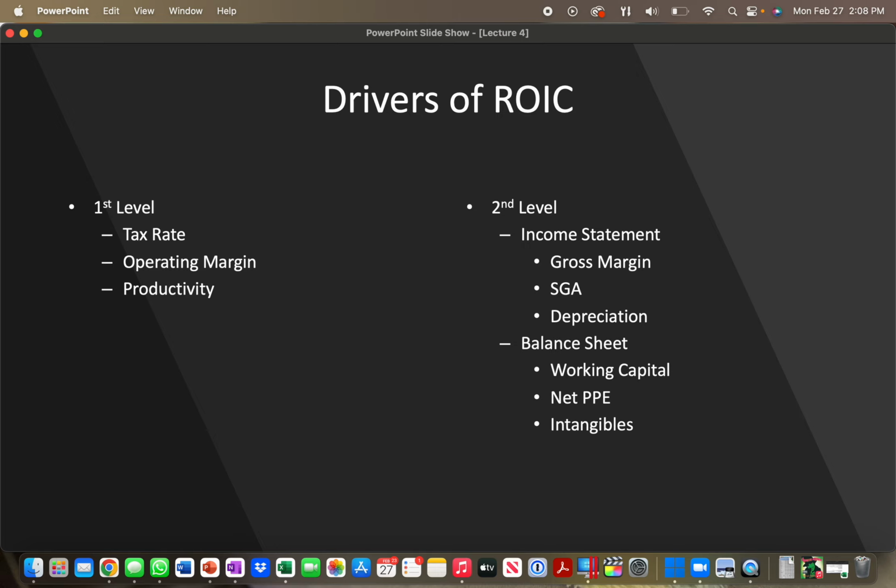Right, so first thing is that when we look at return on invested capital, the first thing I want you to understand is that anytime you're trying to explain return on invested capital, there are 3 drivers of ROIC. Always 3 drivers. These 3 things will explain for any company its ROIC and its change in ROIC. The first driver is tax rate. Because we are looking at after-tax profits and cash flows, tax rate will affect ROIC.